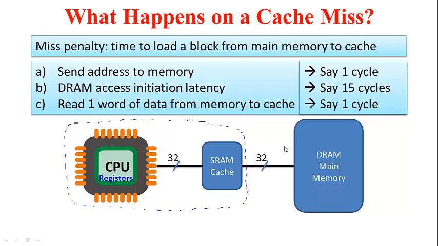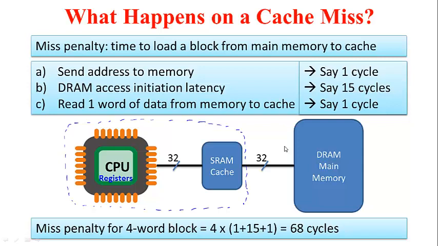In this scenario, can you tell what is going to be the miss penalty for a block size of 4 words? So for loading a block of 4 words, we have to operate 1 word at a time. That is, the cache controller has to pull in 1 word after another because the interface between the cache and the main memory is only 32 bits or 1 word wide. We will have a miss penalty of 4 times 1 plus 15 plus 1, which works out to 68 cycles. That sounds like a lot. Let's see what we can do to reduce this.